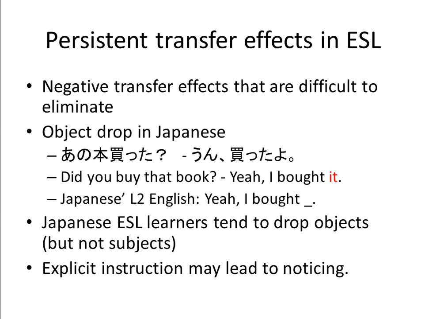And this is really persistent. We often see this in Japanese people's English. Actually, I think they don't know this. So in this kind of case, maybe we should provide explicit instruction on this point. We should teach explicitly that in English we shouldn't do this. If we do so, maybe it will lead to noticing, so it will help Japanese ESL learners notice that we cannot do this in English. And if we don't provide explicit instruction, Japanese ESL learners just keep doing this.